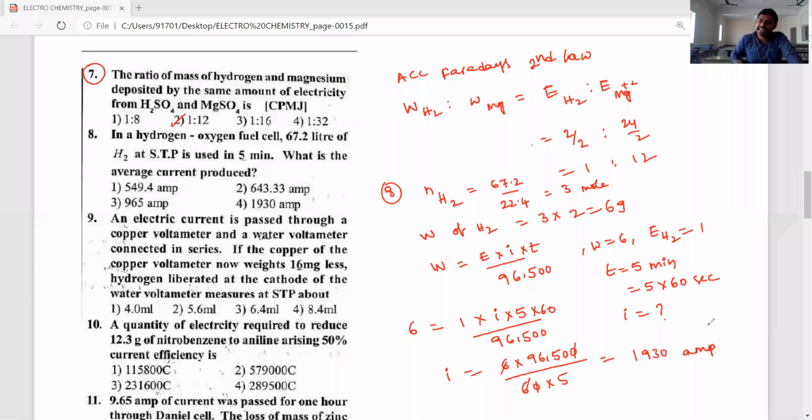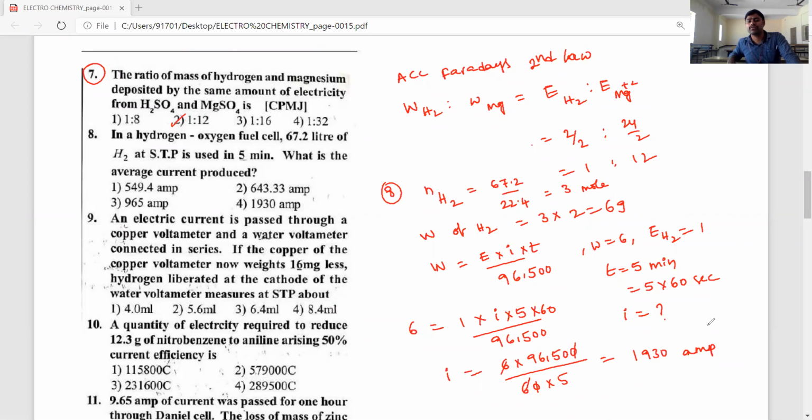See, here indirectly we used Faraday's first law. According to Faraday's first law, the weight is equal to E into I into T by 96,500. The weight of H2 is given indirectly. How much volume of H2 is formed? 67.2 liters of H2 is formed at STP, which is nothing but 3 moles. The 3 moles of H2 gas weigh 6 grams.